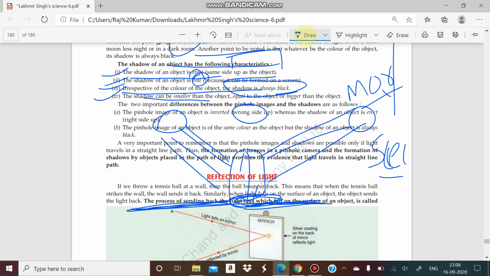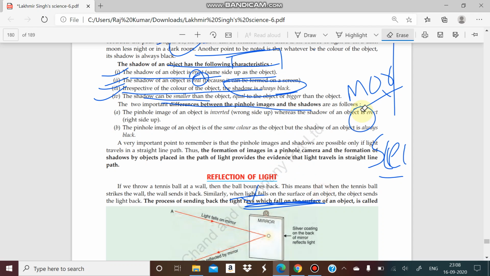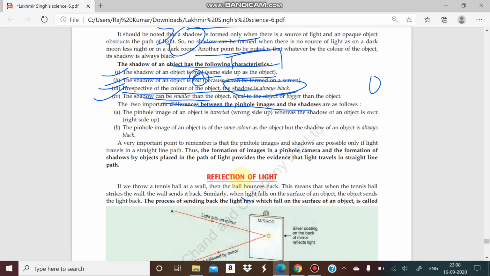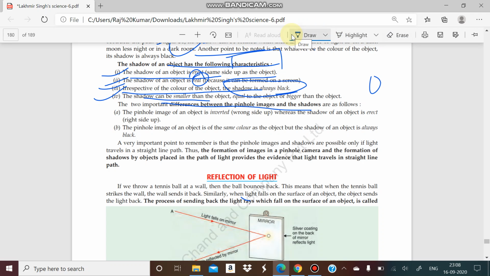Now you will see the differences between the pinhole image and the shadow. The image formed by the pinhole camera is inverted, but the image formed by the shadow is erect. You have to remember that inverted is formed by the pinhole camera, and erect is the shadow. And the pinhole camera image will be formed in the same color, but the shadow will always be black or a dark color. I think it's clear to you.